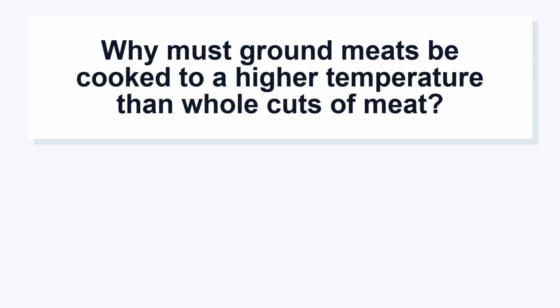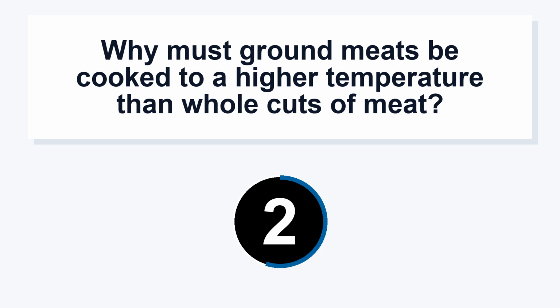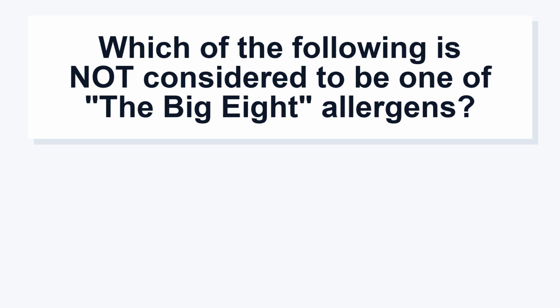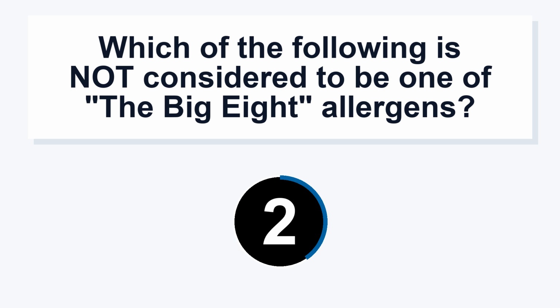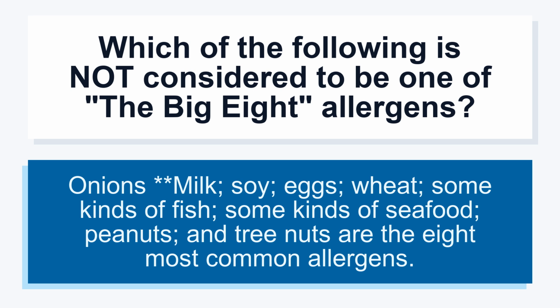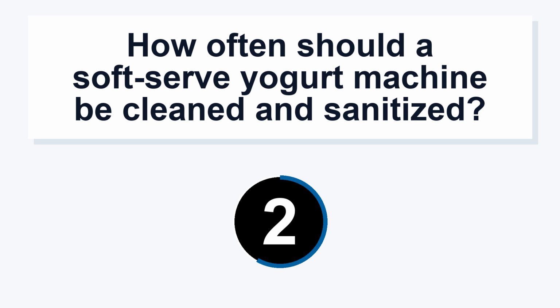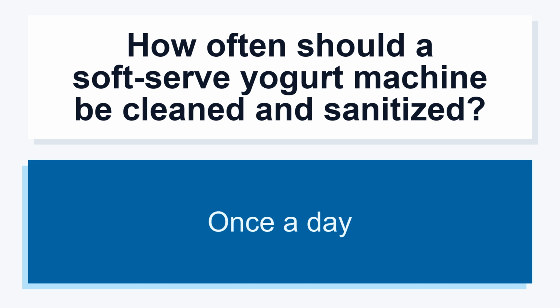Why must ground meats be cooked to a higher temperature than whole cuts of meat? More pathogens reside on the outside of meat and grinding redistributes the pathogens throughout the meat. Which of the following is not considered to be one of the big 8 allergens? Onions, milk, soy, eggs, wheat, some kinds of fish, some kinds of seafood, peanuts, and tree nuts are the 8 most common allergens. How often should a soft-serve yogurt machine be cleaned and sanitized? Once a day.